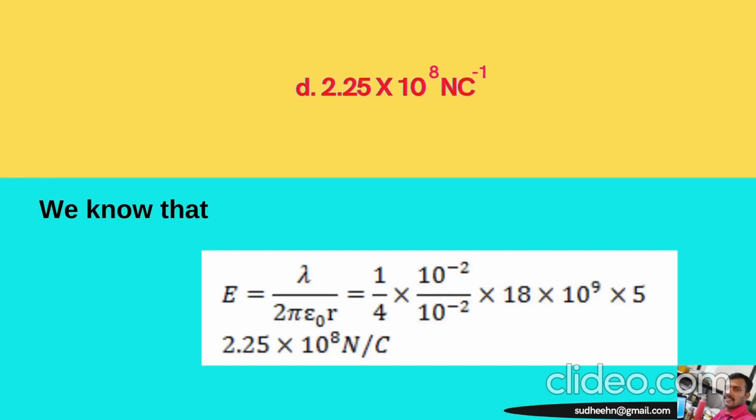That can be obtained by the equation E is equal to lambda divided by 2 pi epsilon naught into r. By substituting all the values, we get the value of E is equal to 2.25 into 10 raised to 8 Newton per coulomb.